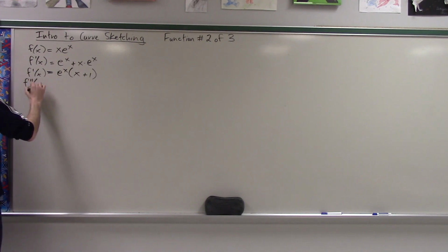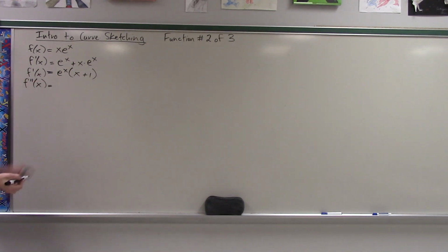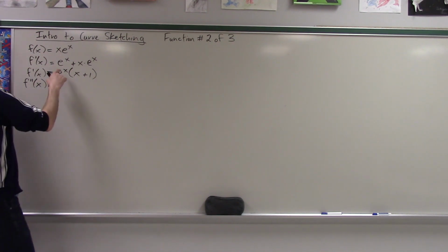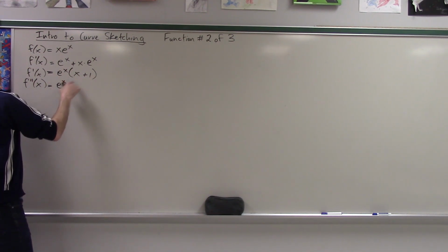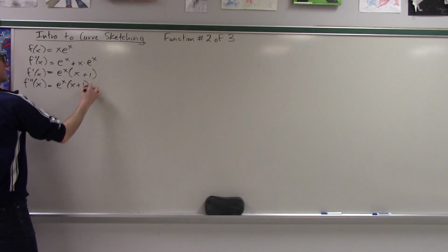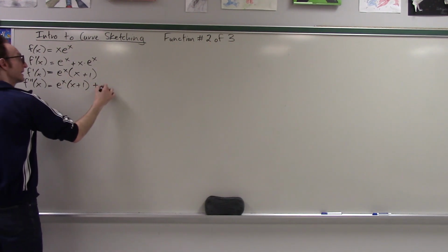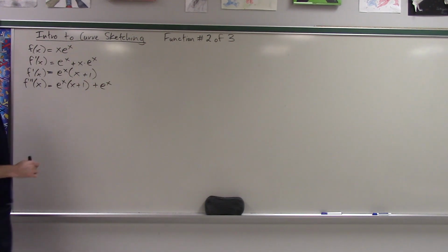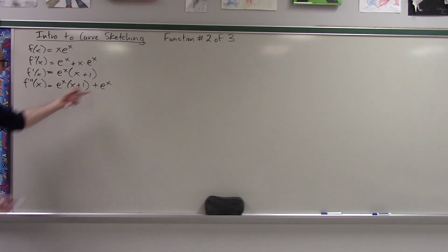What's the second derivative? Well, we can just, again, use the product rule. It's the derivative of the first, which is e to the x, times the second, plus the first, e to the x, times the derivative of the second, and the derivative of x plus 1 is just 1. Alright, so what do we have here? We have x e to the x plus another e to the x plus another e to the x.